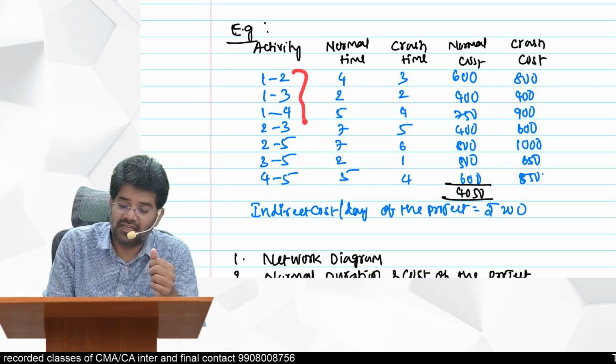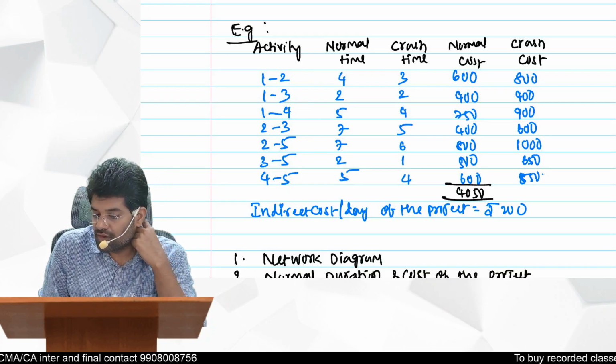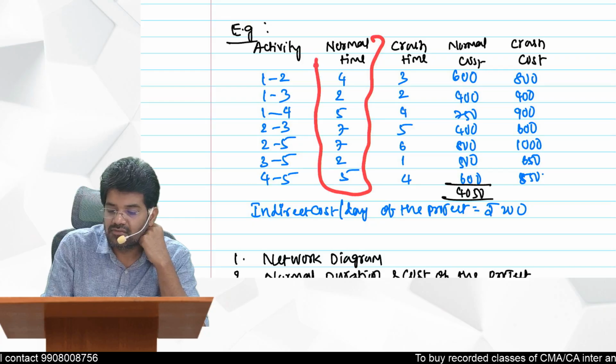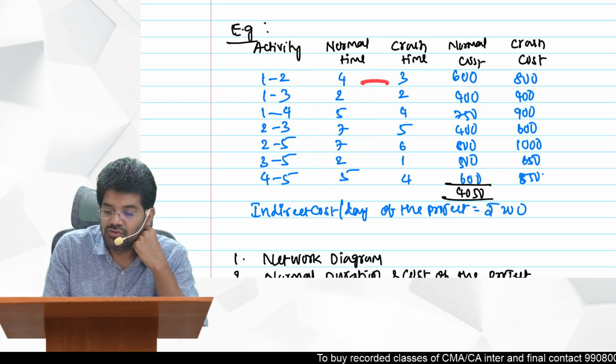So these are the activities: 1 to 2, 1 to 3, 1 to 4, 2 to 3, 2 to 5, 3 to 5, 4 to 5. This is the normal time, and this is the first expected time. Now this can be reduced to a maximum of only this.